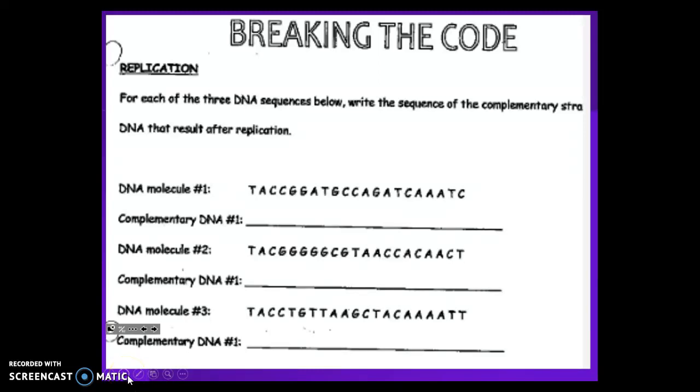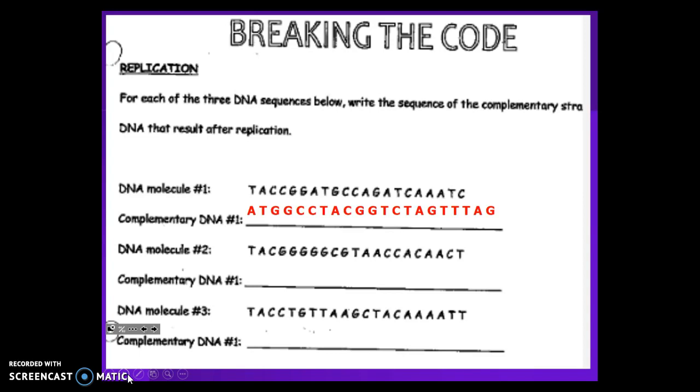Happy January 4th. We're going to start today by reviewing your homework, reviewing replication, breaking the code. Starting with your complementary DNA strand for number 1, your code should have read A, T, G, G, C, C, T, A, C, G, G, T, C, T, A, G, T, T, T, A, G. Hopefully you got that 100% correct.